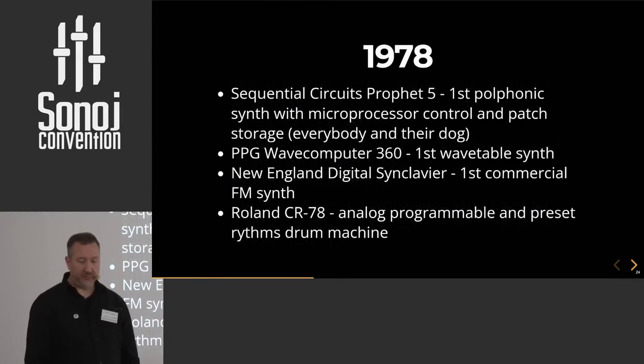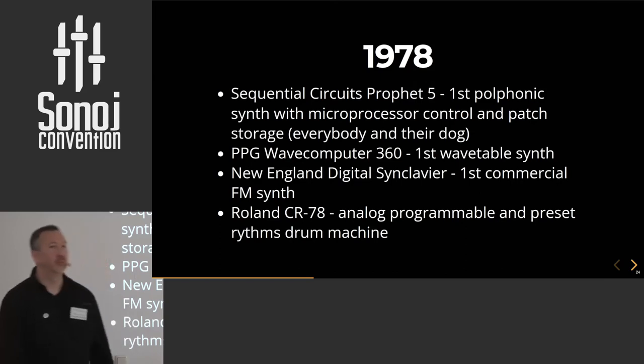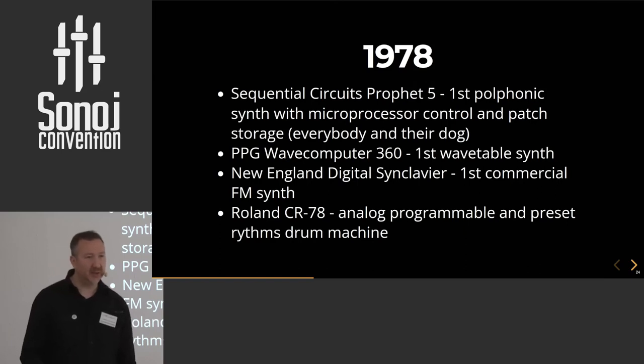So that brings us to 1978, where we have the Sequential Circuits Prophet 5. And the Prophet 5 is remarkable because it had a microprocessor inside that allowed you to store patches and retrieve them with a click of a button, and it was polyphonic. So it was used by basically everyone.